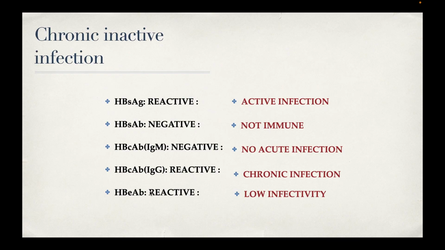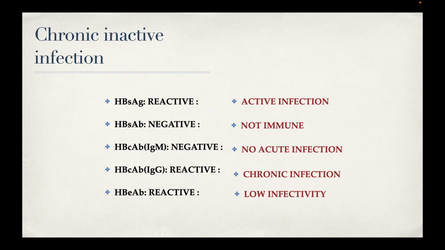Chronic because the person is having hepatitis B core antibody to immunoglobulin G reactive. Inactive because the hepatitis B E antigen has disappeared with the presence of the hepatitis B E antibody. And so this patient is not acutely infected, though the hepatitis B surface antigen still persists. And so this patient is having a chronic inactive infection.